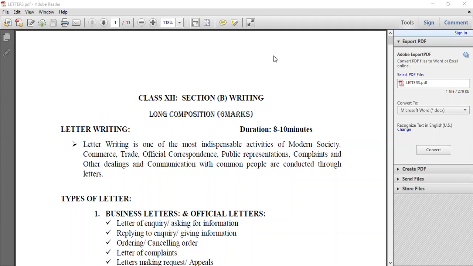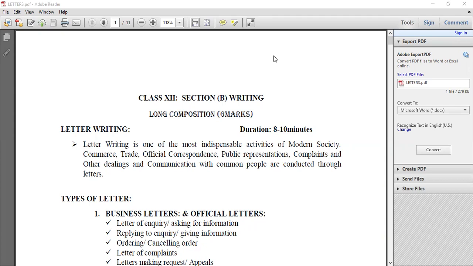In long composition, we have four types of letters. We need to study and enhance all those things. In very long composition, we need to study article writing, speech writing, debate writing and report writing. So this is letter writing. We are considering it under the title writing section, long composition.